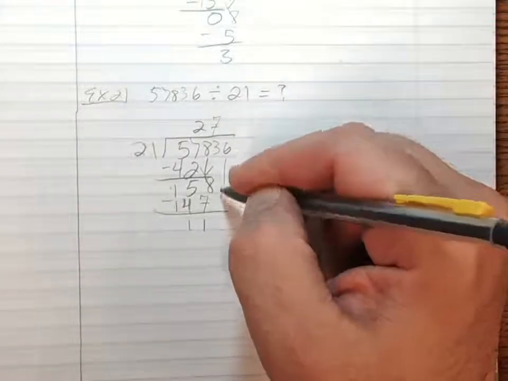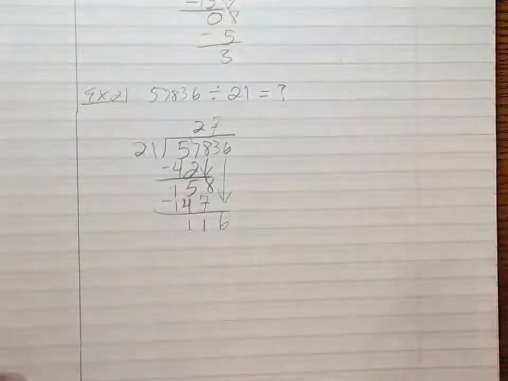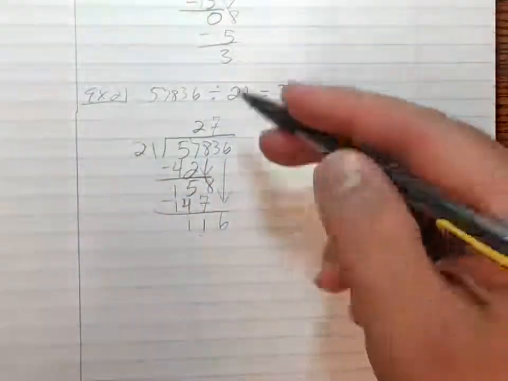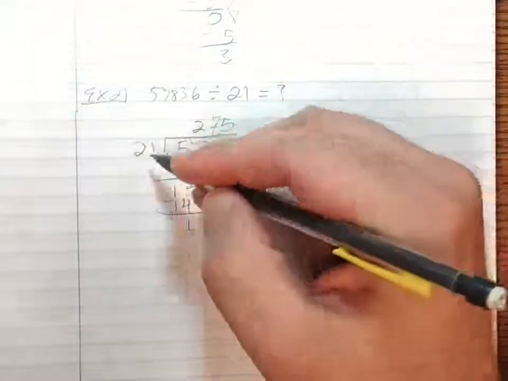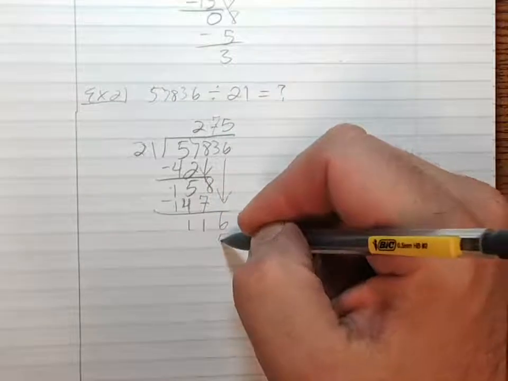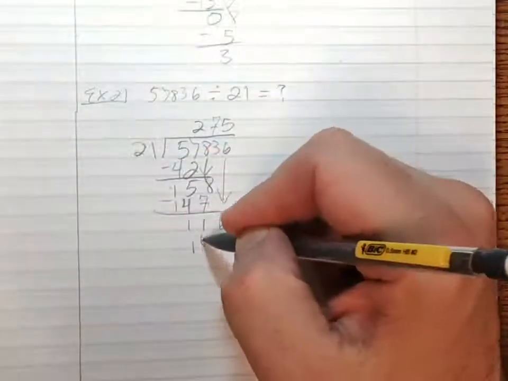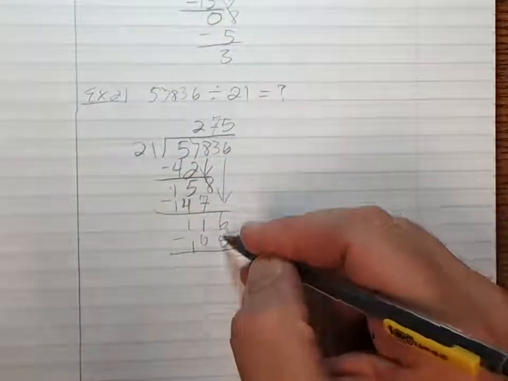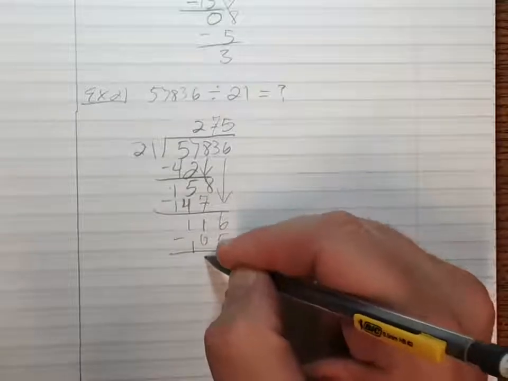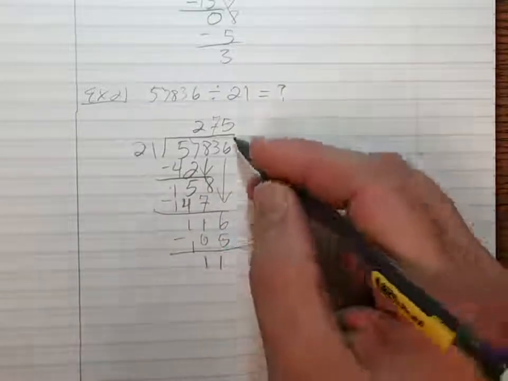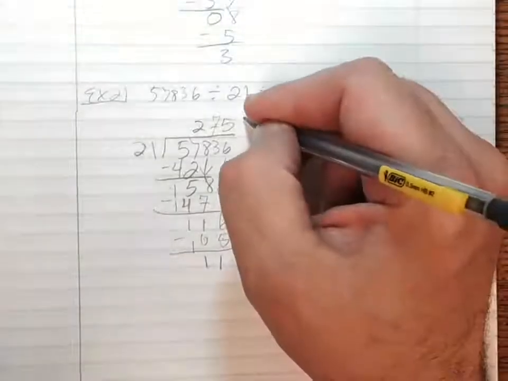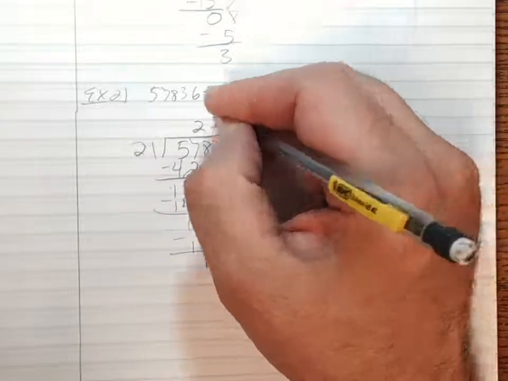Whew, what a pain. And we're bringing down the 6. Oh, my goodness. Let's say 2 goes into 11 5 times. So 5 times 1 is 5. 5 times 2 is 10. And if I subtract, 6 minus 5 is 1. 1 minus 0 is 1. And I don't have any more numbers to bring down, so I'm just going to put 11 over 21.